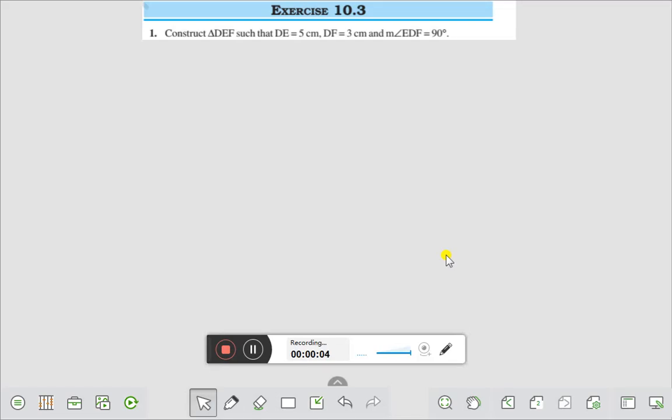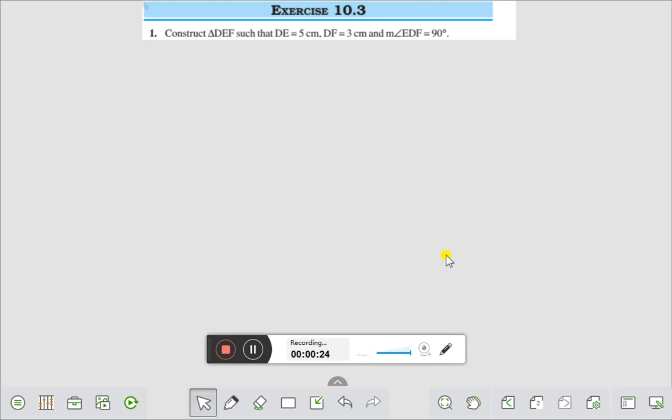Hello everyone. Today we shall discuss exercise 10.3, question number 1. Construct triangle DEF such that DE is equal to 5 cm, DF is equal to 3 cm and the measure of angle EDF is equal to 90 degrees.